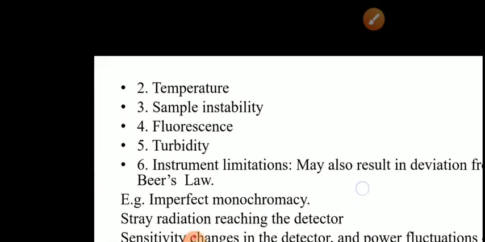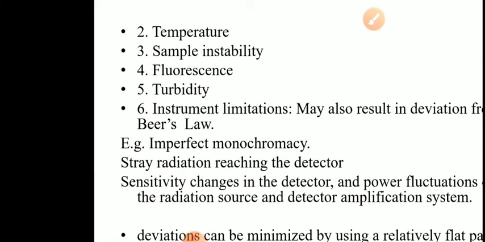Okay, the second factor responsible for deviation is temperature. There are certain chemical reactions, biochemical reactions, which are temperature dependent. At a particular temperature, the amount of light absorbed by the sample will be definite. But if the temperature changes, the absorption by the substance also goes on changing.